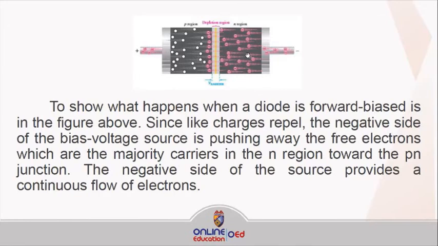Then, the negative side of the source provides a continuous flow of electrons. Since nagkakaroon ng continuous flow of electrons, ibig sabihin nagkakaroon ng conduction. It allows the flow of current, or nagkakaroon ng current.